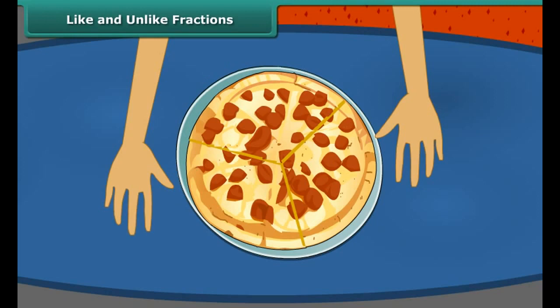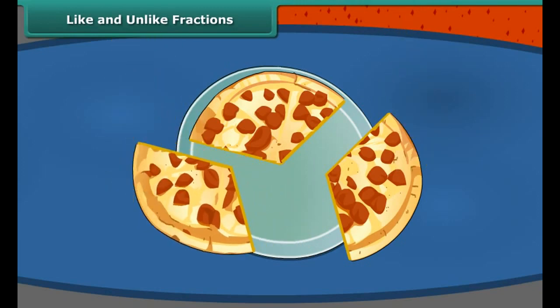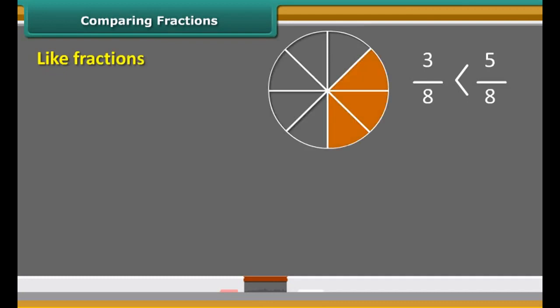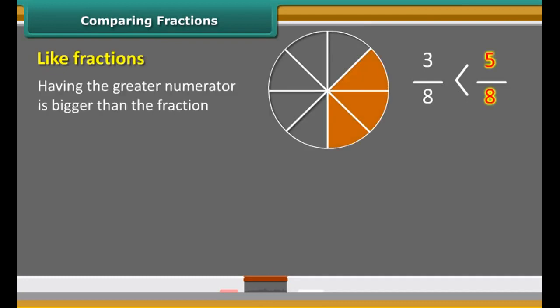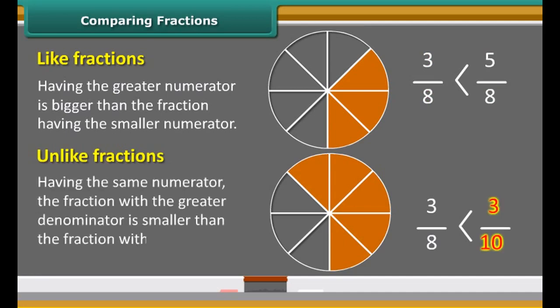Looking at the question we earlier asked, we can say that each of them, Rahul, Rima and Nina, received 1/3 part of the pizza. Notice that this is also an example of like fractions. In like fractions, the fraction having the greater numerator is bigger than the fraction having the smaller numerator. In case of unlike fractions having the same numerator, the fraction with the greater denominator is smaller than the fraction with the smaller denominator.